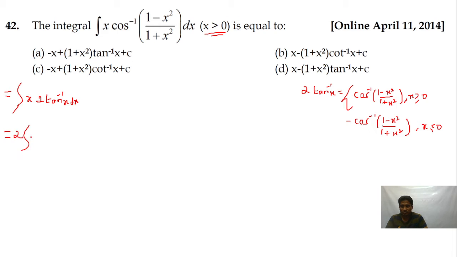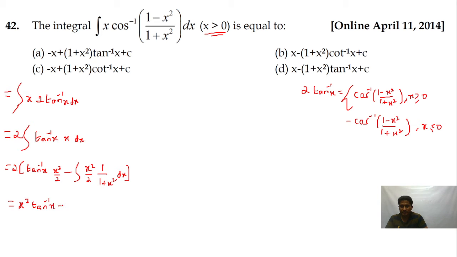So 2 into integration of x into tan inverse of x. I will take first tan inverse of x and then x. That is the ILATE rule, and then we'll use by parts. First function is tan inverse of x. Integration of x is x square by 2. Minus integral of second, x square by 2, into differentiation of tan inverse of x, which is 1 by 1 plus x square, dx. Close the bracket. Open the bracket, 2 will get cancelled. You will get x square into tan inverse of x, minus, again 2 will get cancelled, you get x square upon 1 plus x square.